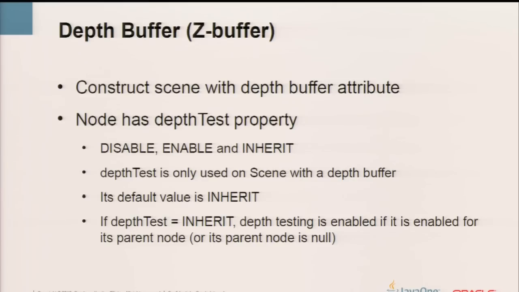And then each node lets you decide whether or not you're going to use the Z buffer. So there's a depth test property on every node. It has 3 values, and by default it inherits from its parent. And so the root node by default will inherit from the scene. So only if the scene has requested a Z buffer will you get Z buffering, and then if you request it, you'll get it by default on everything. But you can turn it on and off as needed. Okay, go ahead.